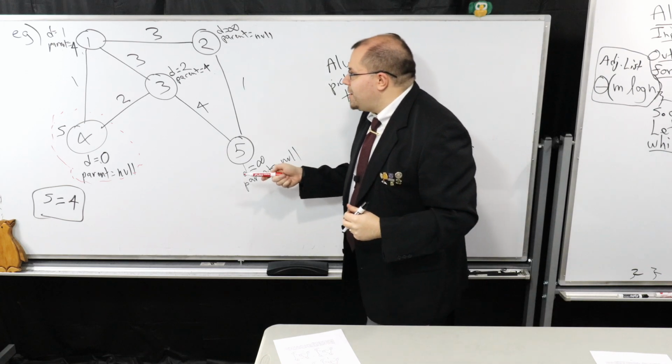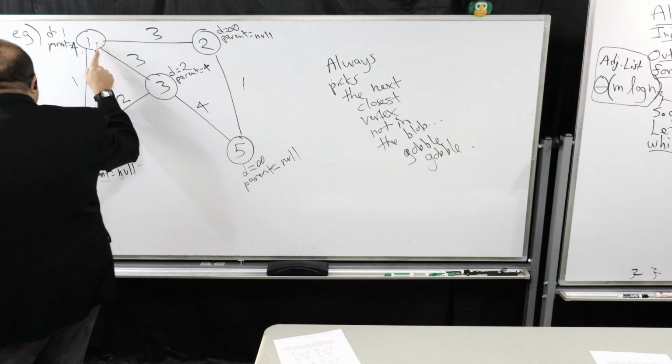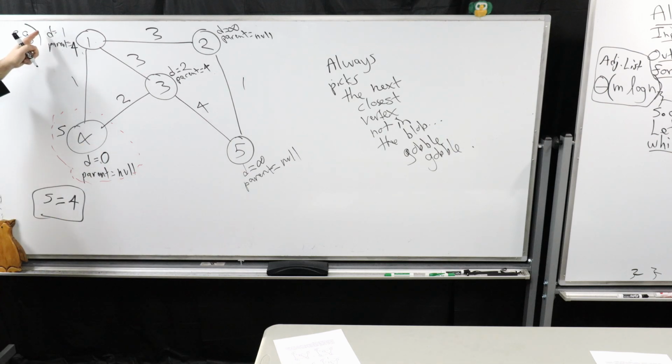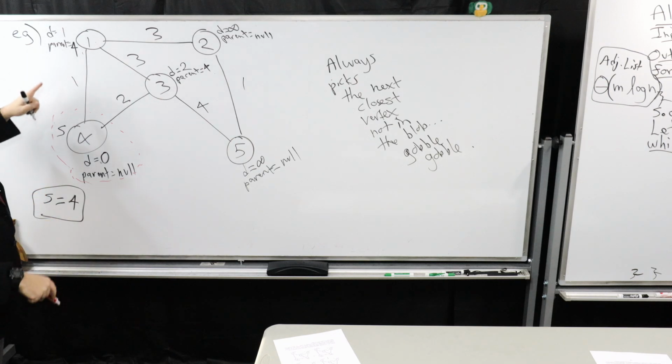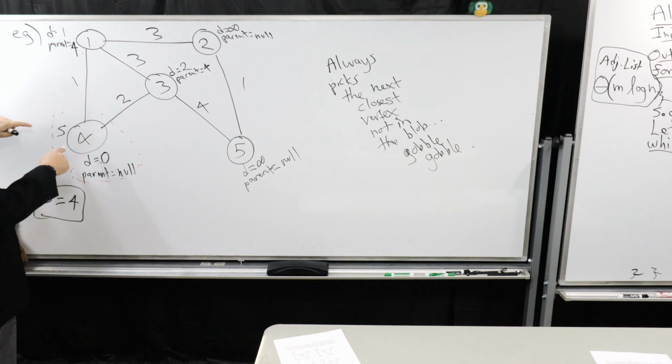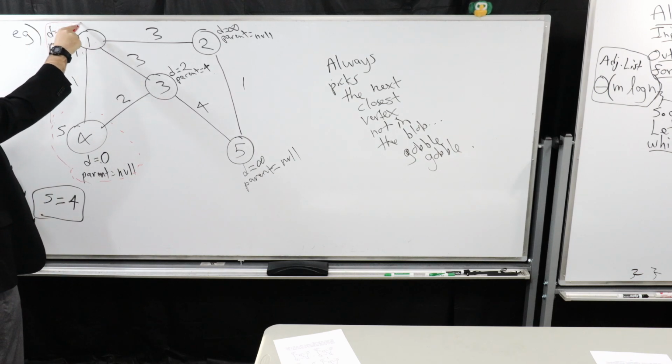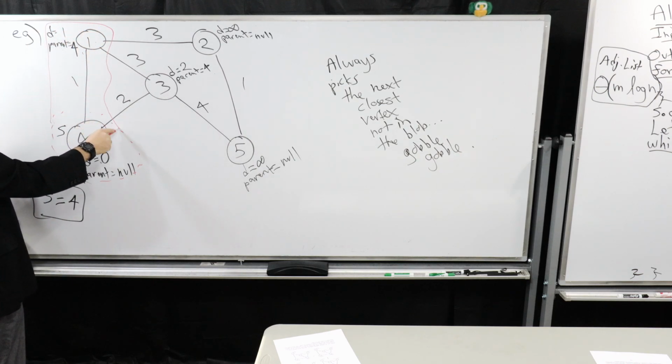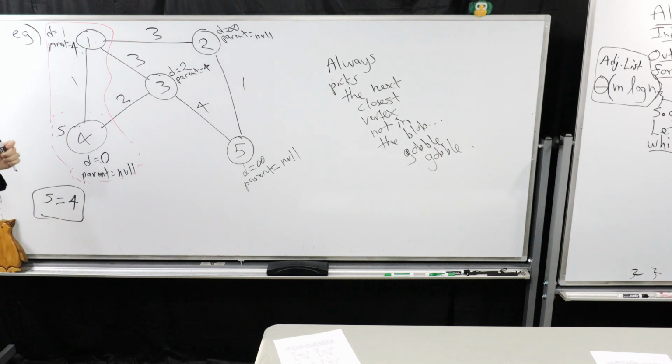So which one should I pick next? I should pick the 1, right? Because D is 1. That's less than 2. So that's the smallest one. In fact, that's going to come out of the priority queue. Then the blob's going to gobble that up, like this. Gobble, gobble. And then it looks at all the incident edges.